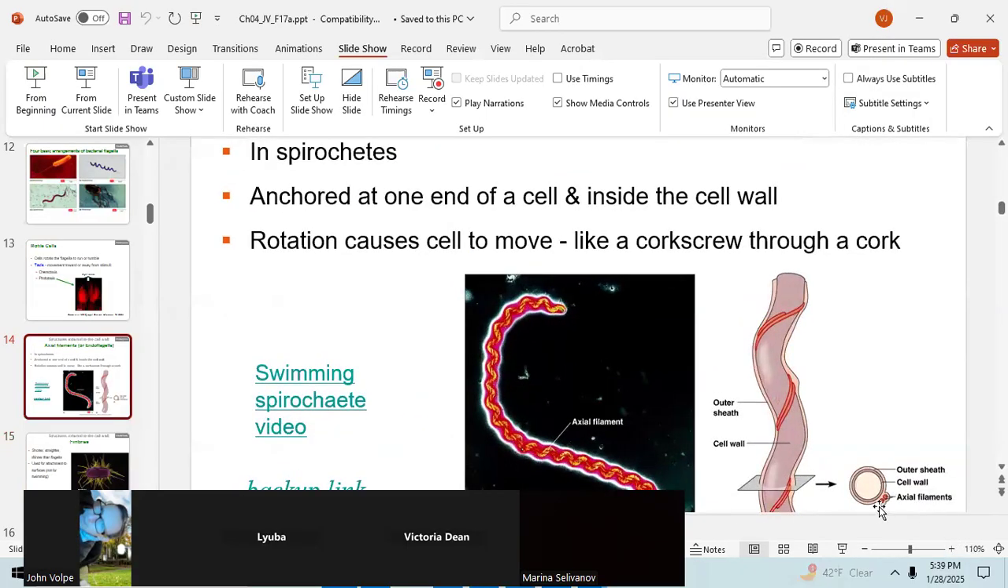So the light pink is the cell wall, running around the cell and then running around the axial filament. The dark pink is the axial filaments themselves. And you can see they're definitely inside the cell wall, which is the light pink.